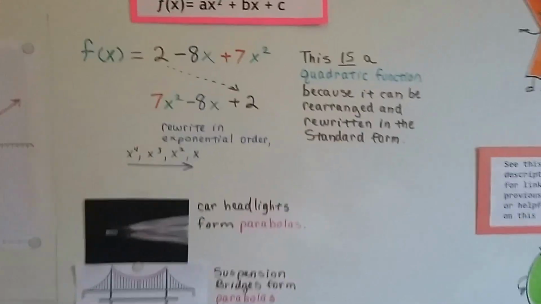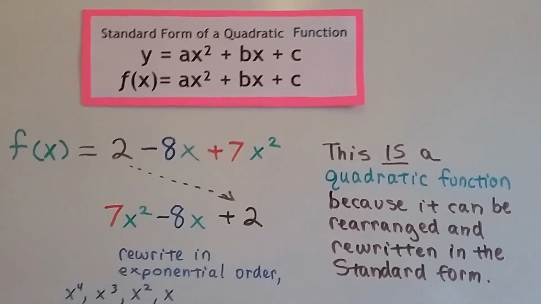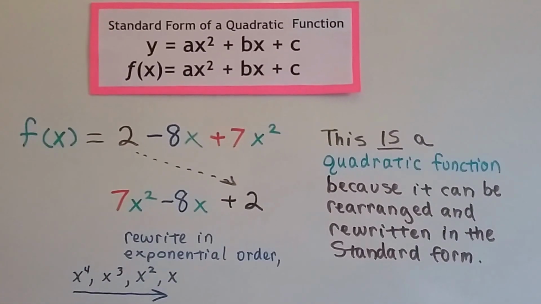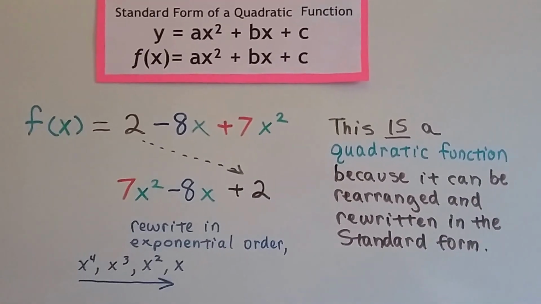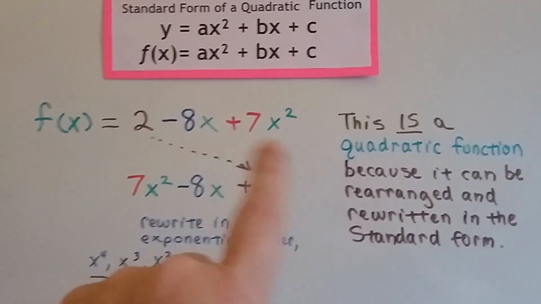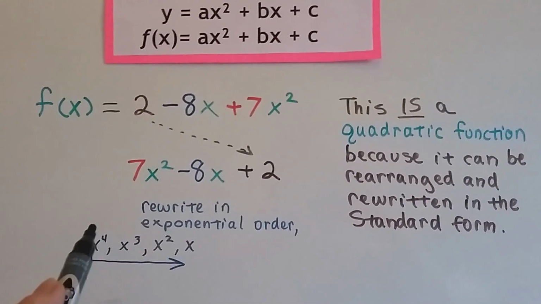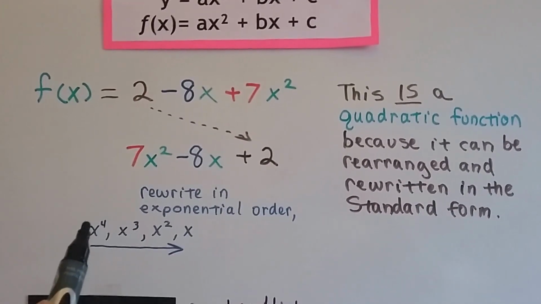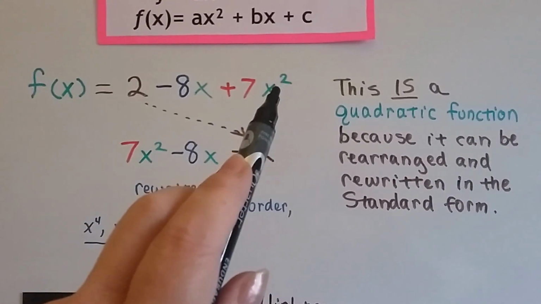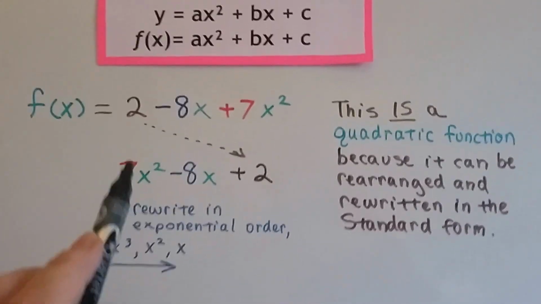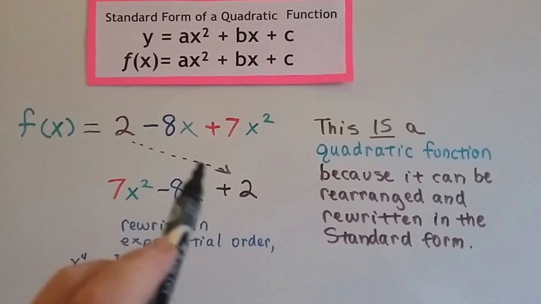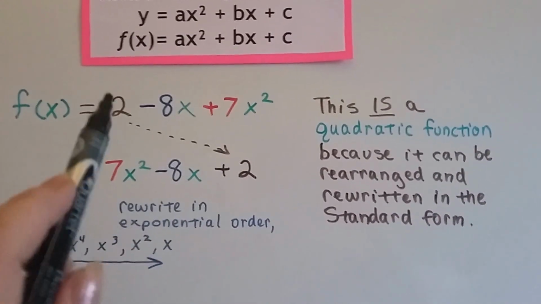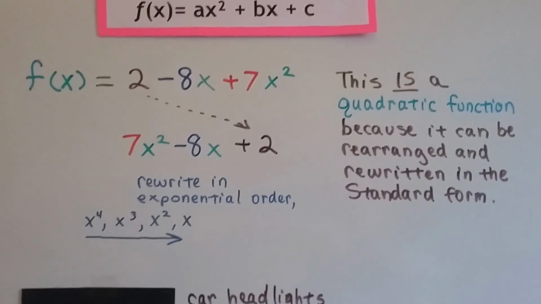So we've got this standard form of a quadratic function, and if you see it written like this, look at the x² is in the back. This is a quadratic function because it can be rearranged and rewritten in standard form. This is just not in exponential order, is it? Do you remember exponential order? That's when you put the exponents in order from greatest to least. You can also see it in a polynomial where it's from least to greatest. So this x² is bigger than this x, so it should be in front to be in this standard form. And this 2 should be in the back. That's a positive 2, isn't it? So we can put this positive 7 up here and this positive 2 back there and put it into standard form. Okay?